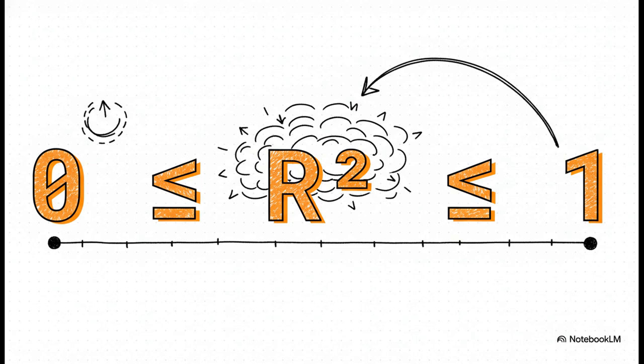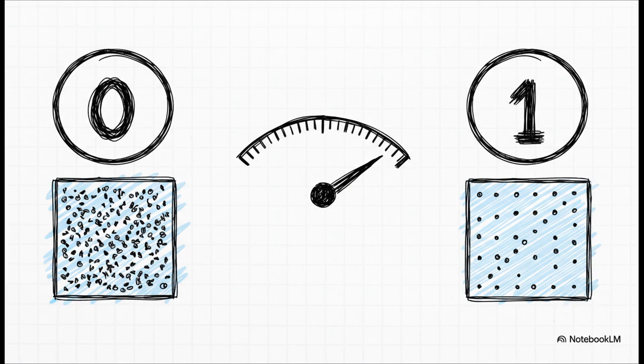This simple scale is what makes it such a powerful and easy way to communicate how well your model is performing. So an R² of 0 means your model is completely useless. Your variables have 0 predictive power. An R² of 1 means your model is a perfect predictor, which, by the way, almost never happens in the real world. So generally, the higher the R², the better your model fits the data.